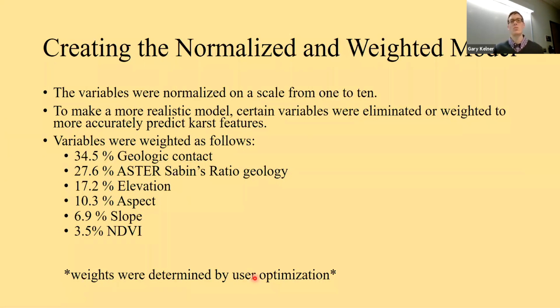When the normalized and weighted model was created, the variables were normalized on a scale from 1 to 10. To make a more realistic model, certain variables were eliminated or weighted more accurately to predict karst features. The variables were weighted as follows: around 34.5% geologic contact, around 27% ASTER-Sabin's ratio geology, around 17% elevation, around 10% aspect, around 7% slope, and around 3.5% NDVI. These weights were determined by user optimization.